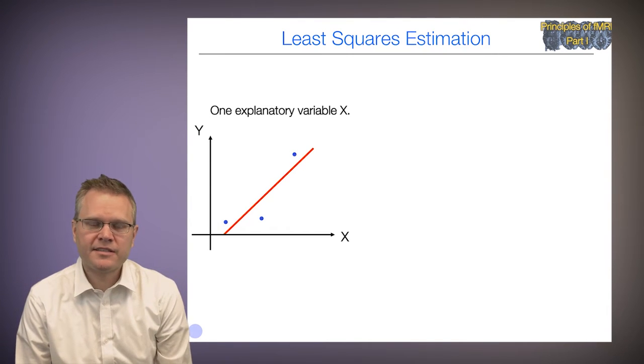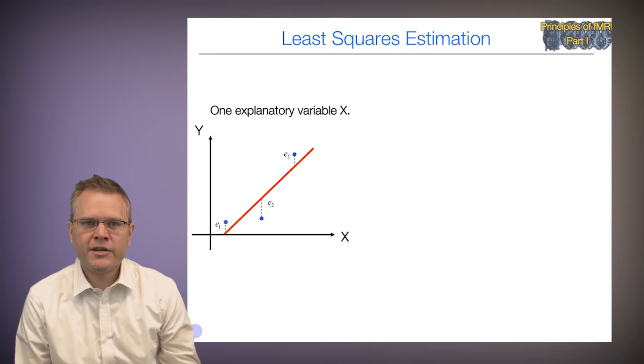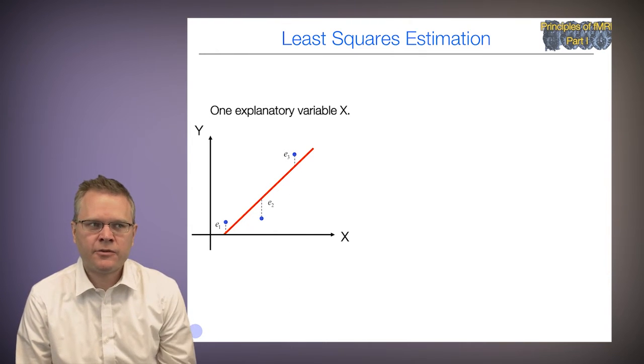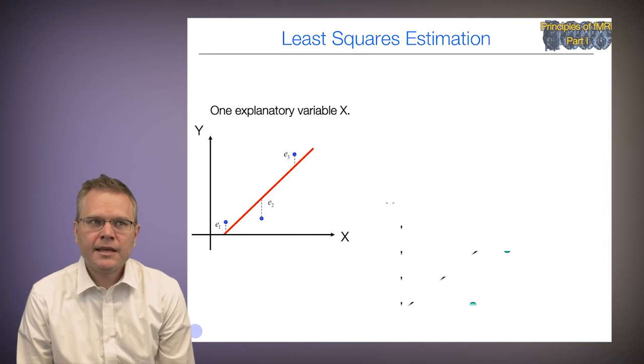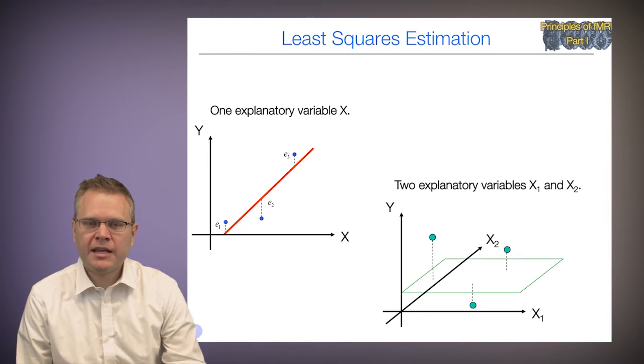In the least squares sense, that line is the line that makes the sum of the squares of those residuals, the distances from the points to the line in the Y direction, E1, E2, and E3, as small as possible. In two dimensions, when we have two explanatory variables, x1 and x2, we look for a plane that best fits this cloud of data. When we have a design matrix with p columns, we want to find a p-dimensional hyperplane that best fits this data.